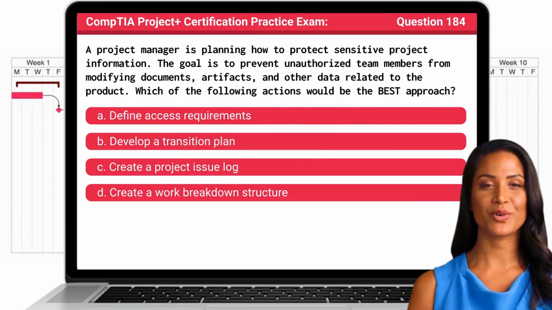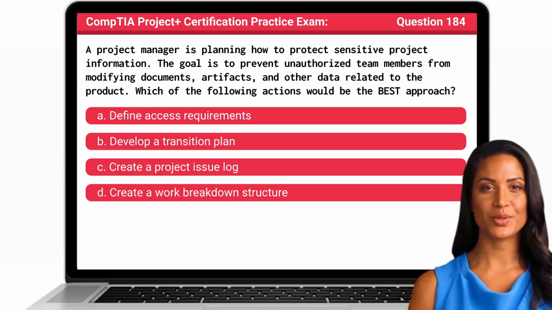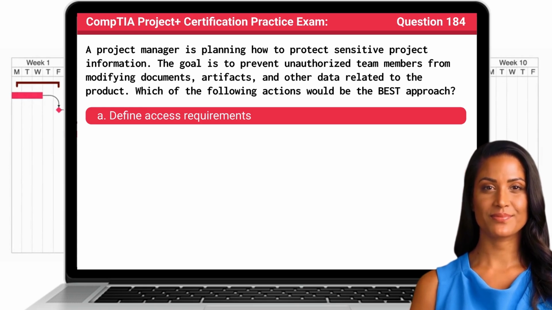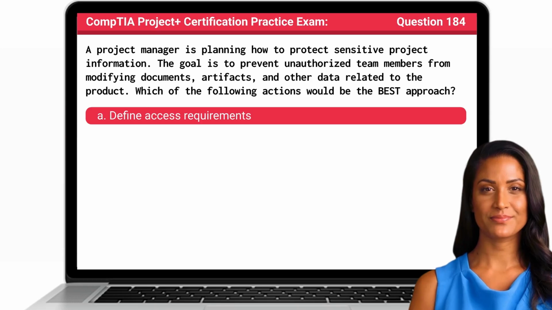Question 184. A project manager is planning how to protect sensitive project information. The goal is to prevent unauthorized team members from modifying documents, artifacts, and other data related to the product. Which of the following actions would be the best approach? The answer is A. Define access requirements.